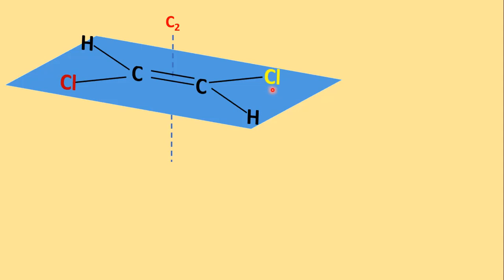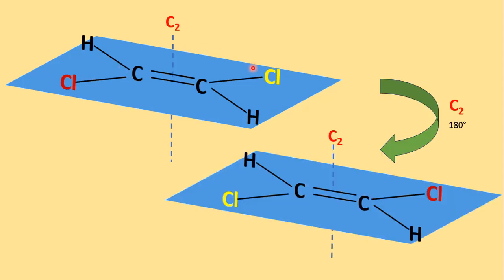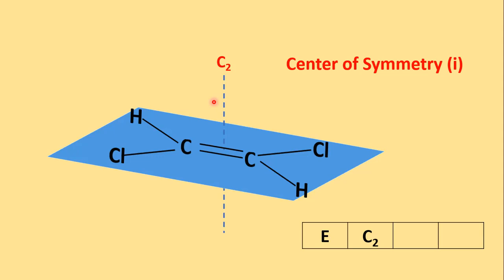We will color the chlorine atoms differently. This is yellow colored and this is brown colored. Upon 180 degree rotation about the C2 axis, the yellow Cl will come here, the brown Cl will go there, and the positions are interchanged. Upon another 180 degree rotation, the original structure is restored, and upon 360 degree rotation, the same appearance is repeated twice, and so it is a C2 axis.